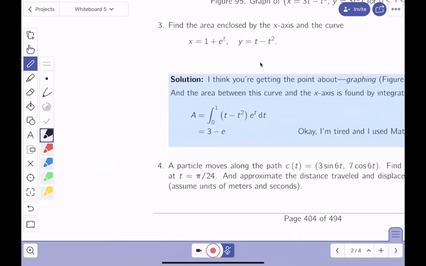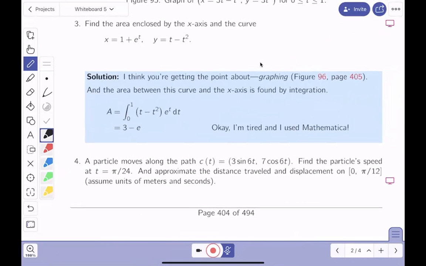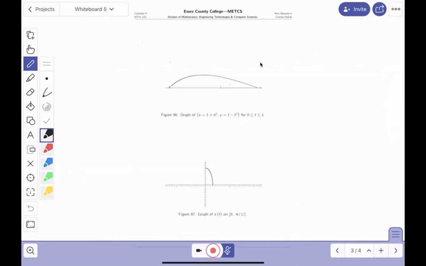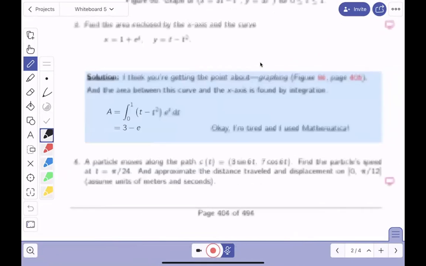All right, so it says find the area enclosed by. I think we've done that, but what I'm going to say is I would like to be able to visualize this. And yes, they do give me a visual. Let's take a look at it. And the visual is this thing over here. This is the visual.